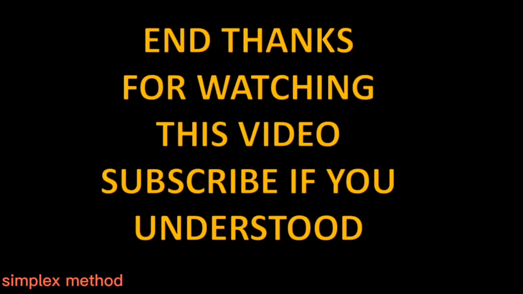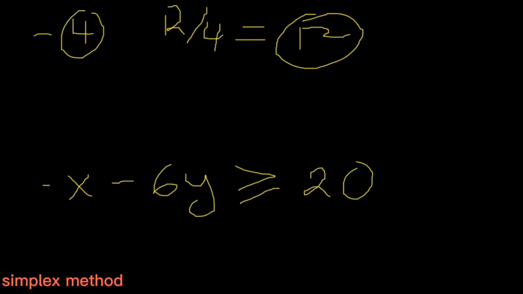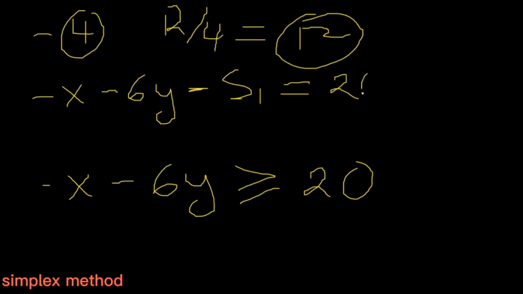That is what? Oops. Let's erase this part. The slide already exhausted. Okay. I'm just going to use like this. Subtracting the slack variable, the equation will be negative x minus 6y minus s1 is equal to 20. Okay, that is what you have to do instead.